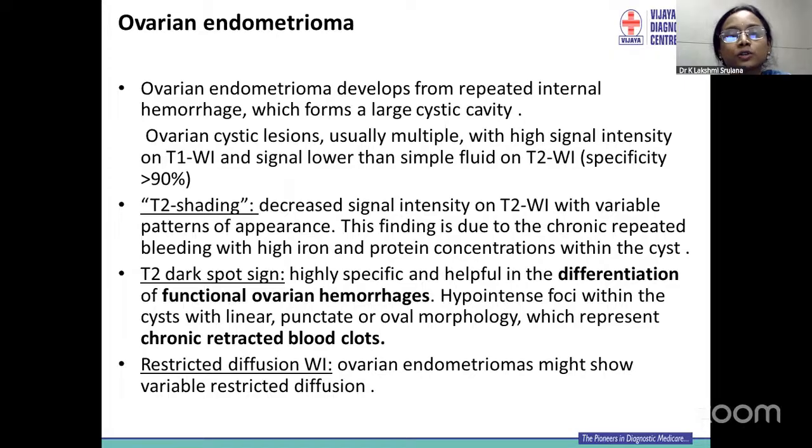Coming to ovarian endometriomas, they are usually seen as a T1 hyperintense cyst with T2 shading effect. That means they become black in T2 weighted sequence. If we find a T2 dark spot sign in the periphery, it means a chronic blood clot, and it is more specific for endometriomas. Restricted diffusion is variable in ovarian endometriomas.